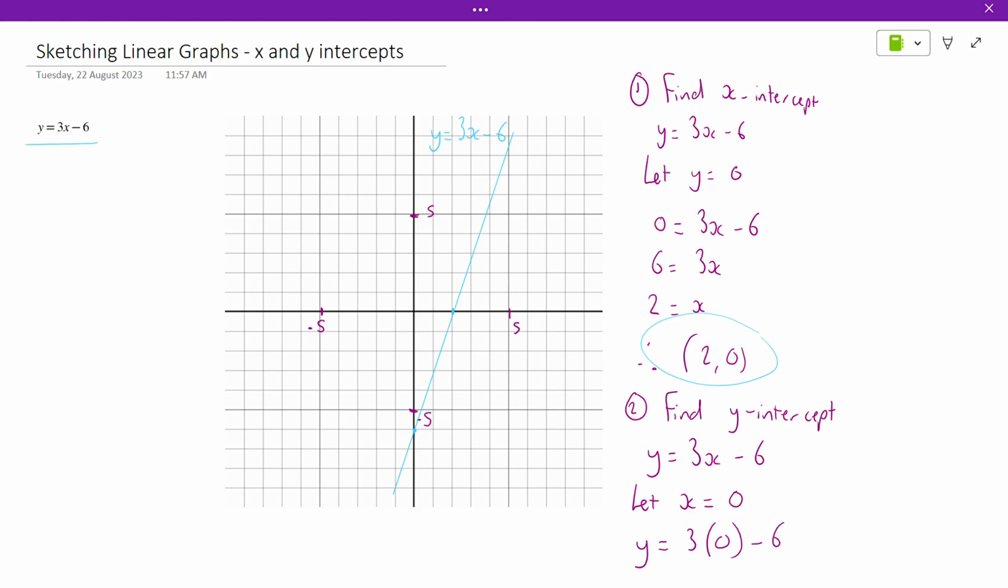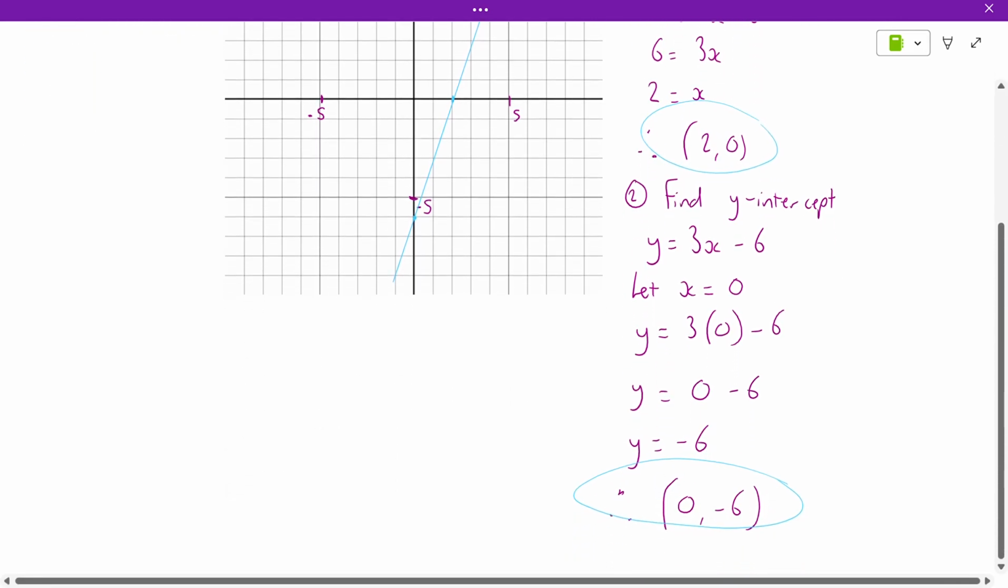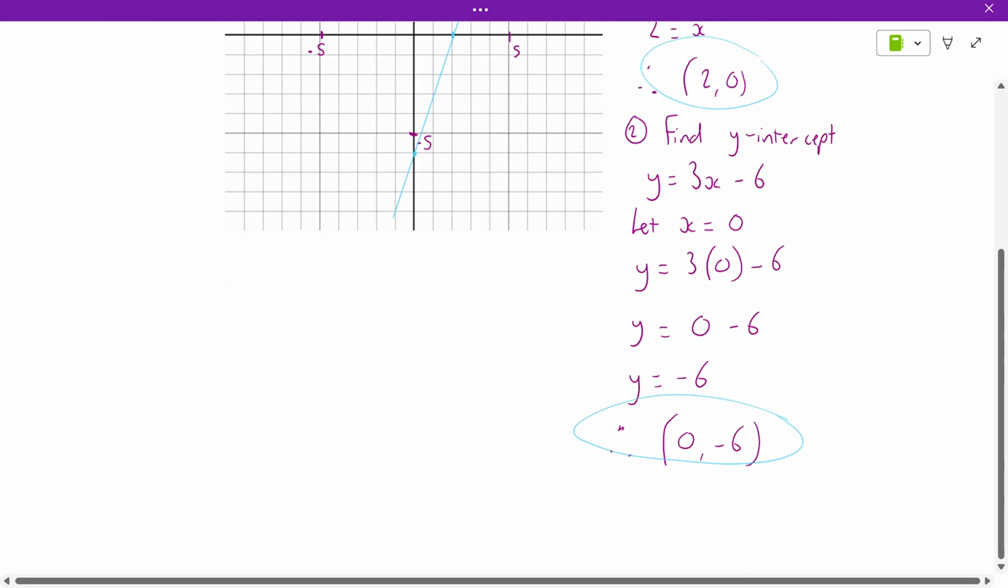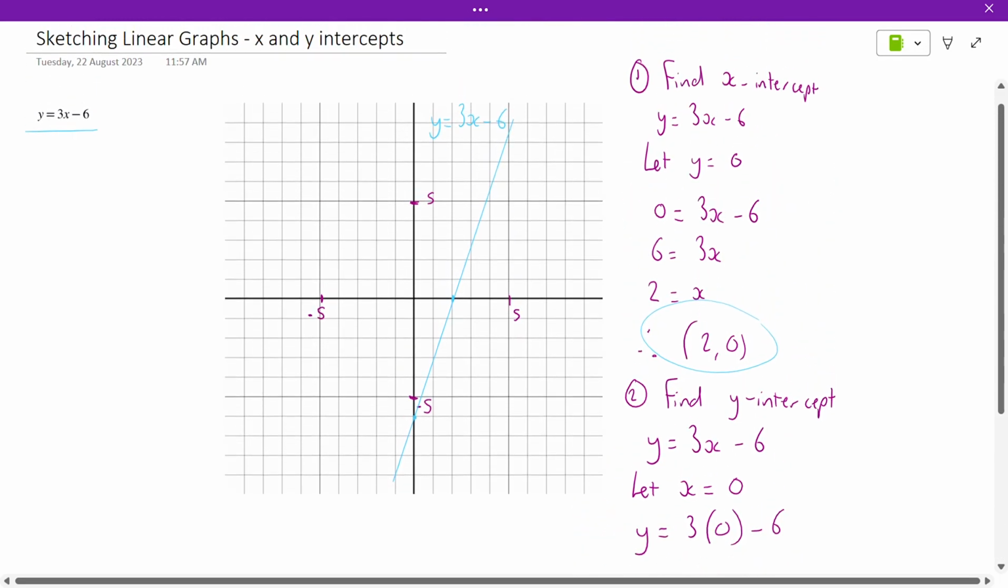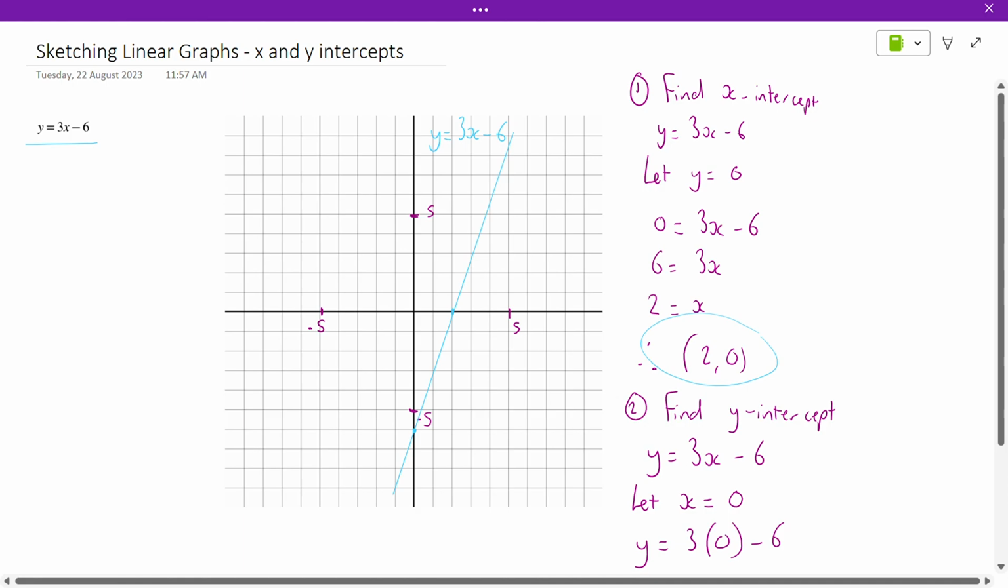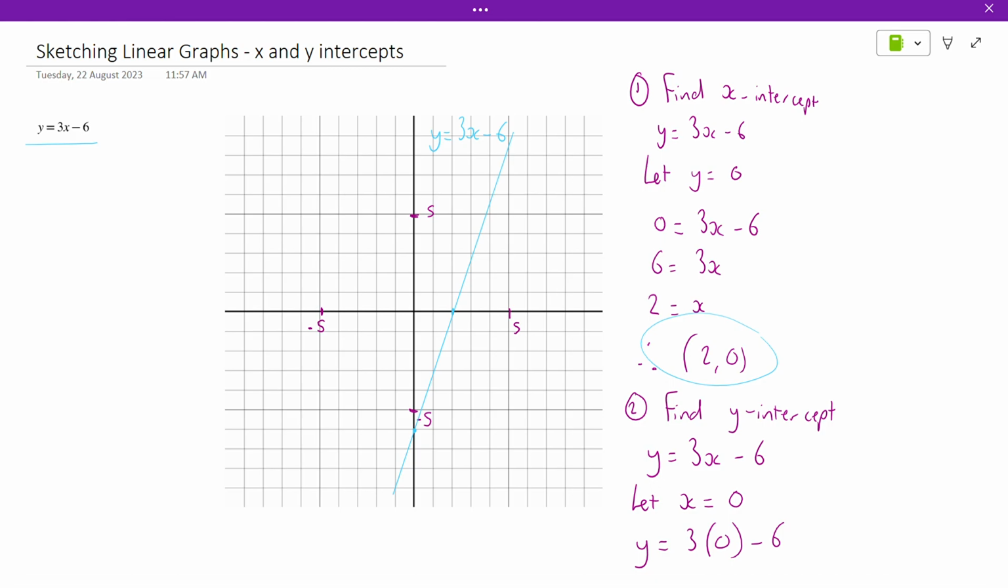Okay, so just to recap, we've got an equation over here. We're finding the x-intercept first by letting y equal 0. We figured out a coordinate for that. We're finding the y-intercept by letting x equal 0. We've got a coordinate for that. You plot your two coordinates, you draw a straight line through, and label it, and you're done.